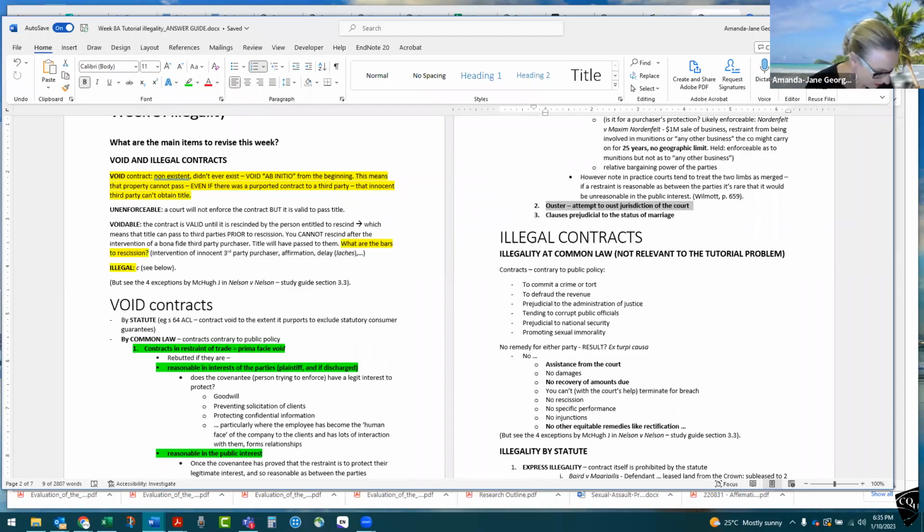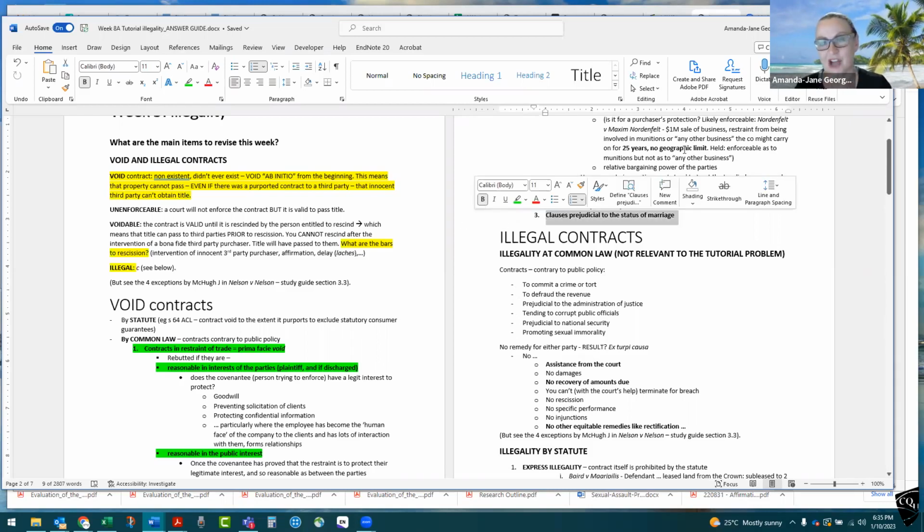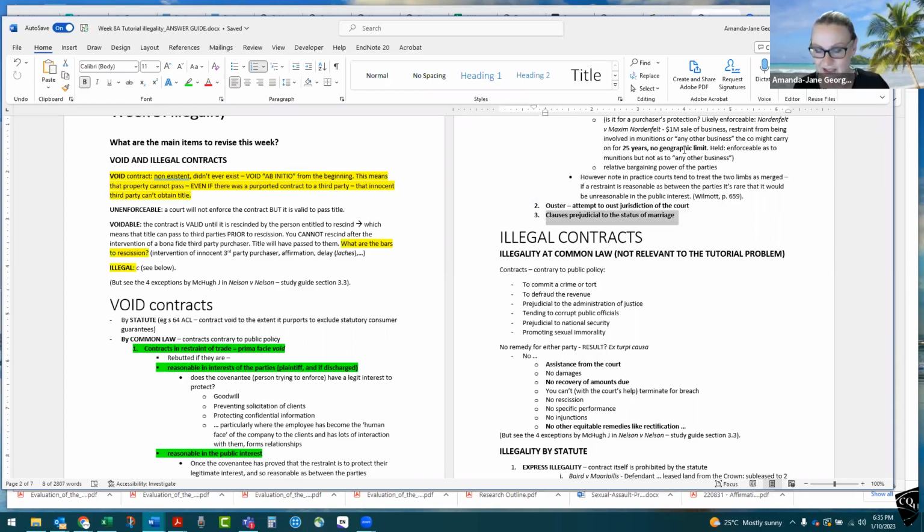And I will leave you to explore those. And they are at 489 of Gore. Then we have clauses prejudicial to the status of marriage. I'm not even going to go into that one. It's so rare nowadays. It's rarer than hen's teeth. And you can kind of put that one on the shelf.